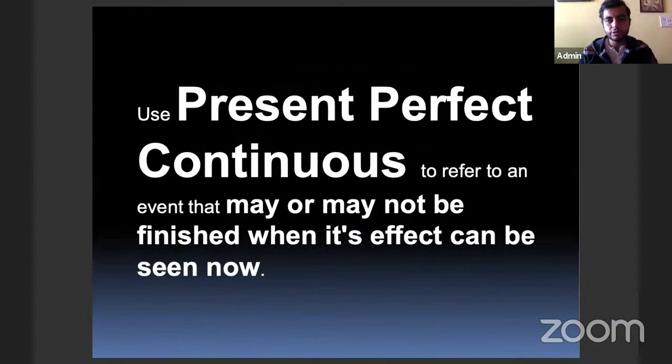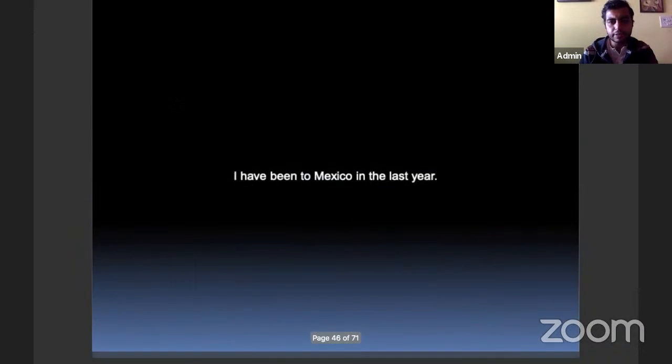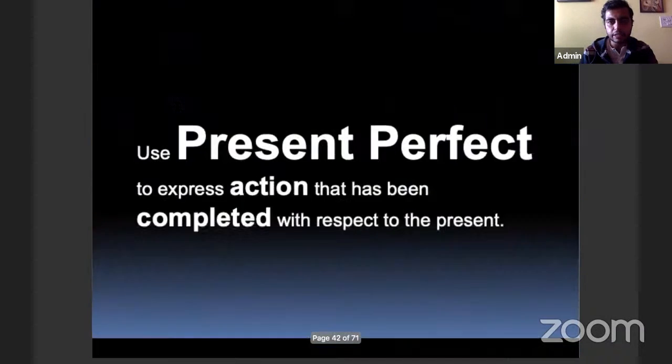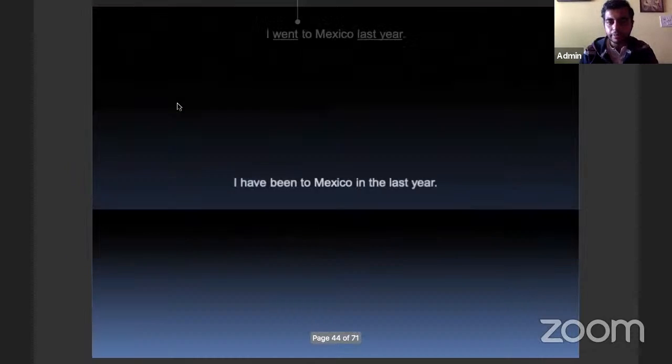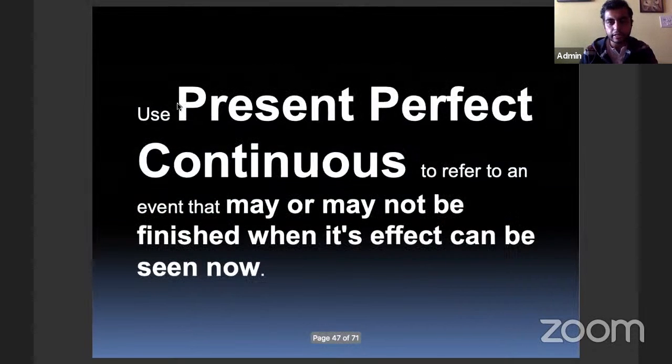Okay, now when do you use present perfect continuous? We have discussed past perfect continuous, so we'll of course discuss present perfect continuous. Now I am sitting down because I am tired. Remember that girl sitting on the side of the track? So use present perfect continuous to refer to an event that may or may not be finished when its effect can be seen now.